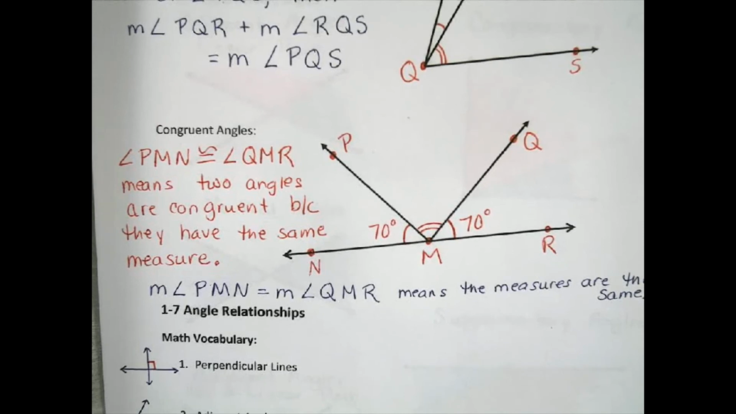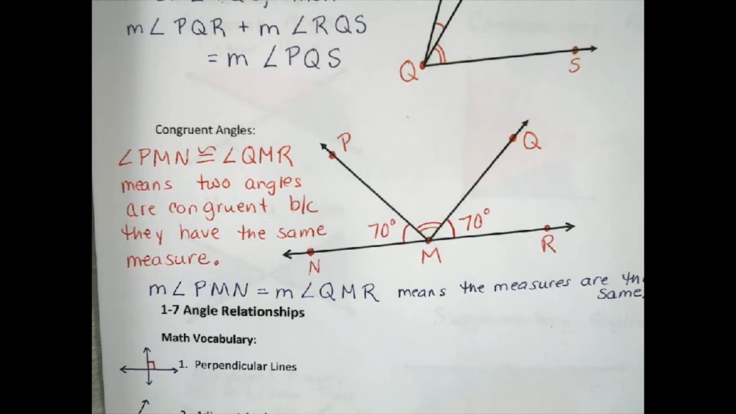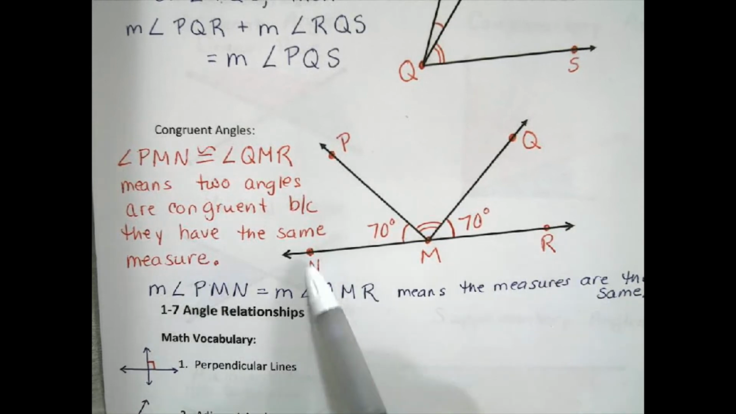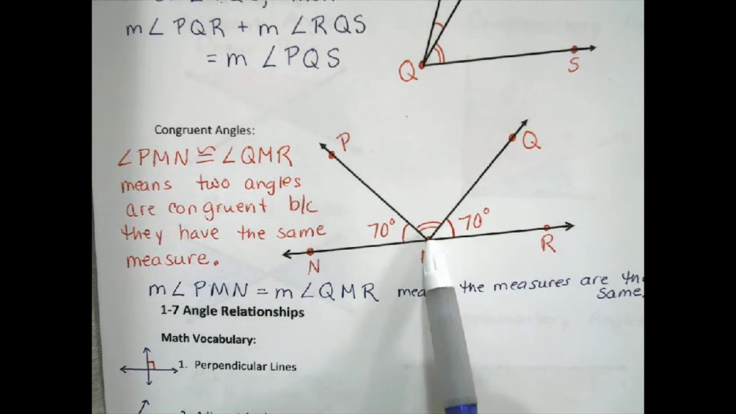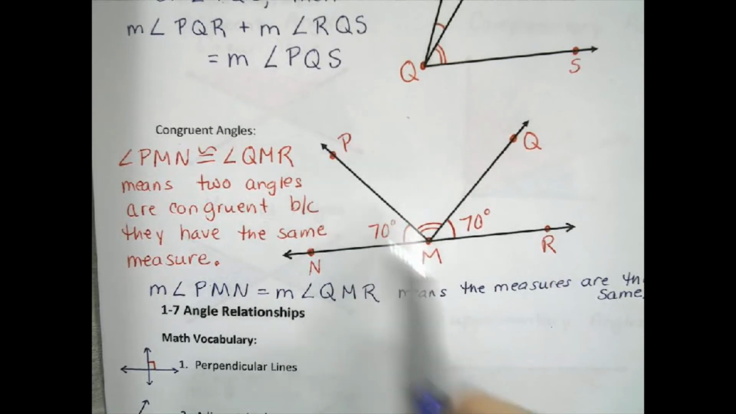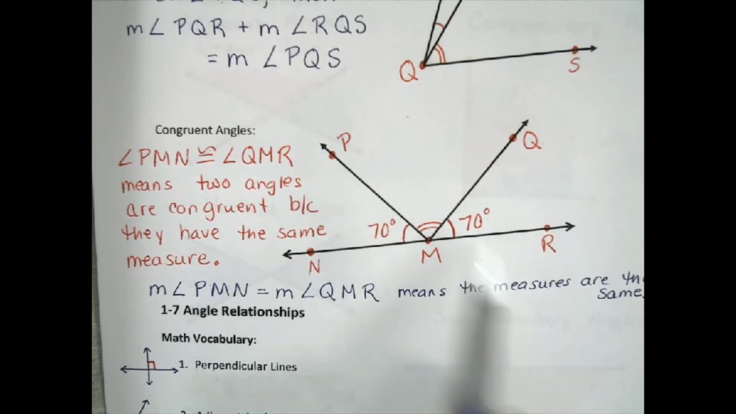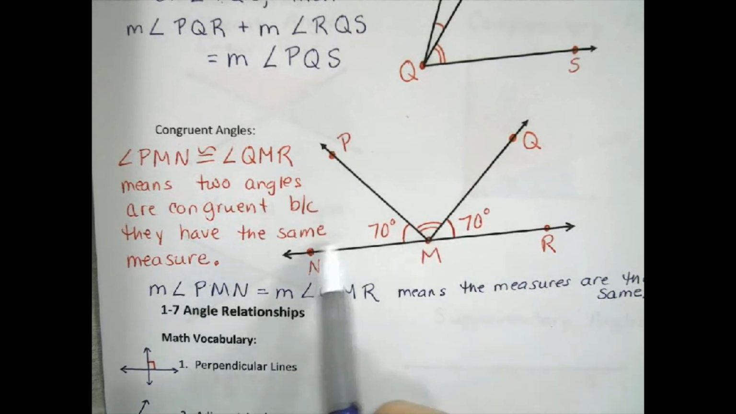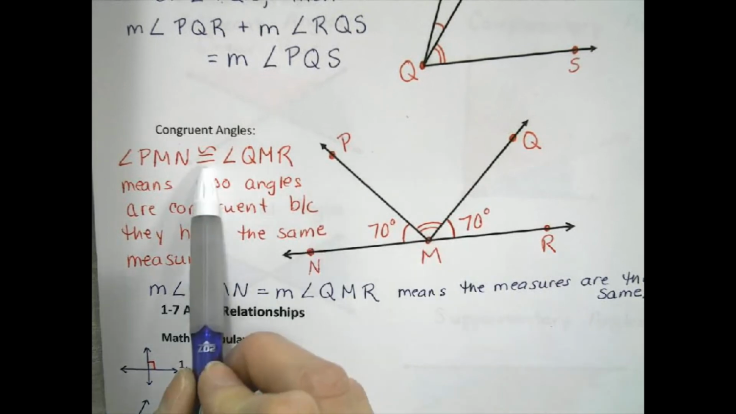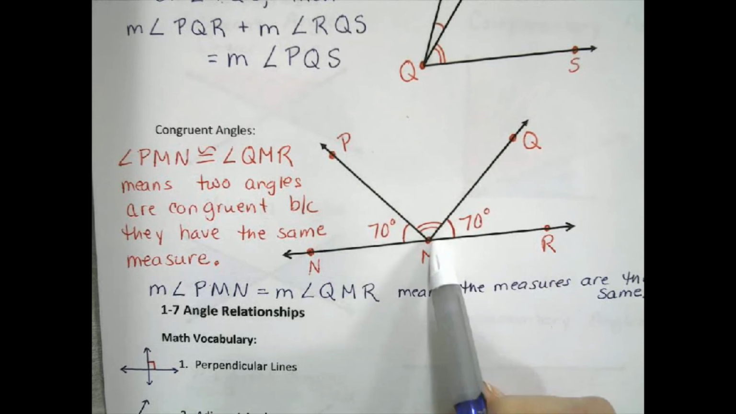Congruent angles mean that two angles are congruent because they have the same measure. In this particular example, I have opposite rays MN and MR that happen to form a line. I also have the point P on this ray and Q on this ray. And I could say that angle PMN is congruent to angle QMR because they each measure 70 degrees.